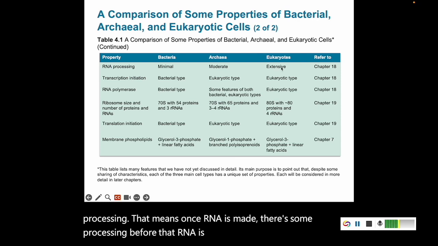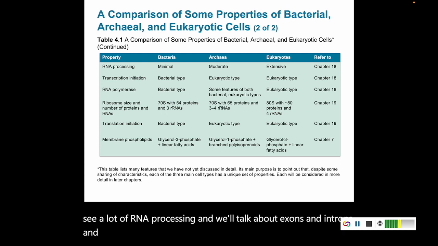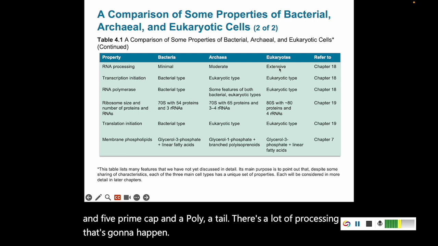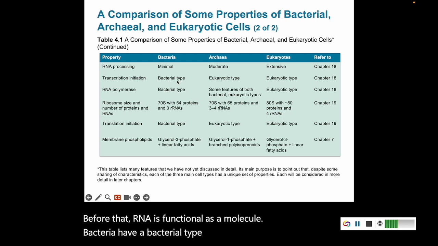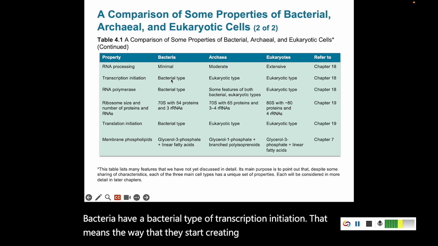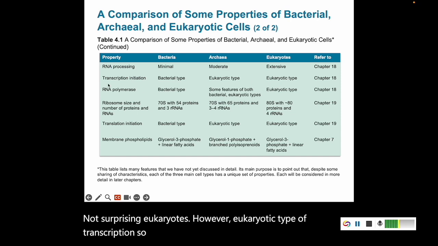And in eukaryotes, we see a lot of RNA processing. We'll talk about exons and introns and a 5' cap and a poly A tail. There's a lot of processing that's going to happen before that RNA is functional as a molecule. Bacteria have a bacterial type of transcription initiation. That means the way that they start creating RNA is the bacterial type, not surprising. Eukaryotes have a eukaryotic type of transcription. So we've created our RNA slightly differently.